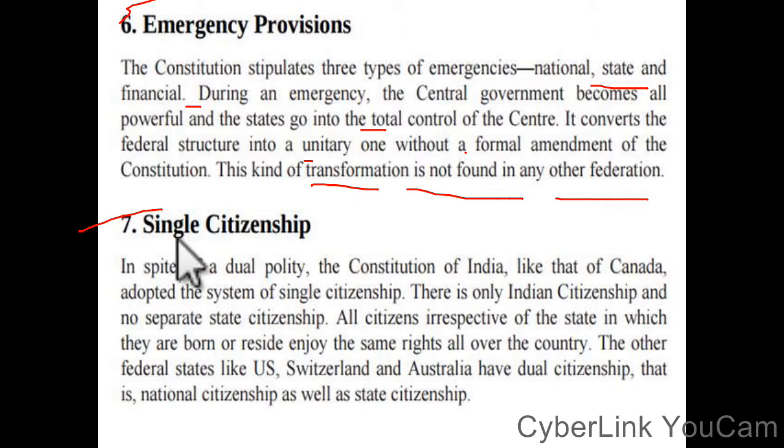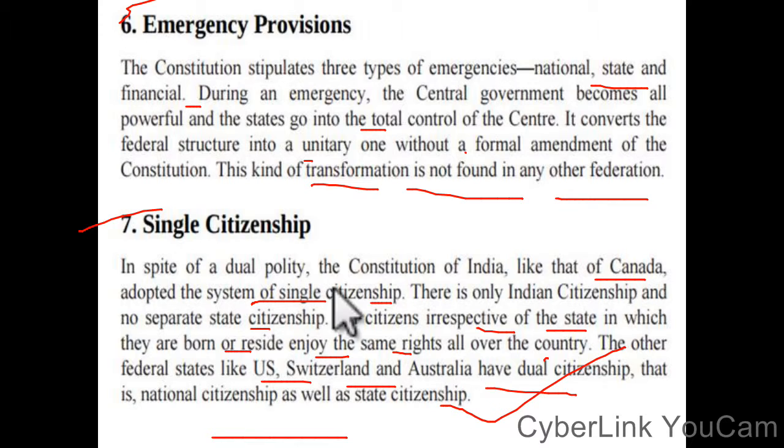Single citizenship. In spite of a dual polity, the Constitution of India, like Canada, adopts the system of single citizenship. There is only Indian citizenship and no separate state citizenship. All citizens, irrespective of the states in which they are born or reside, enjoy the same rights all over the country. The other federal states like the US, Switzerland, and Australia have dual citizenship, that is, national citizenship as well as state citizenship.